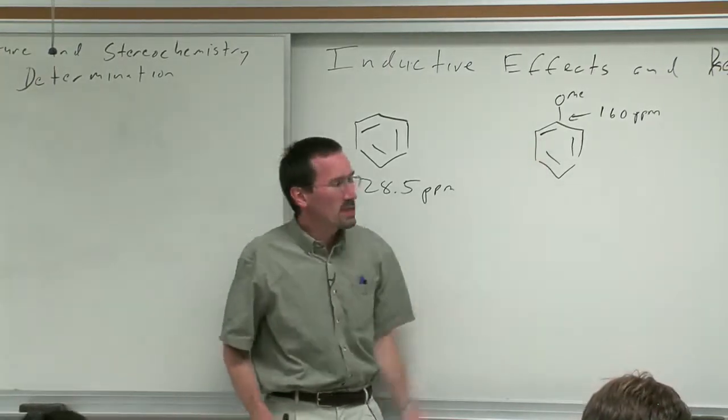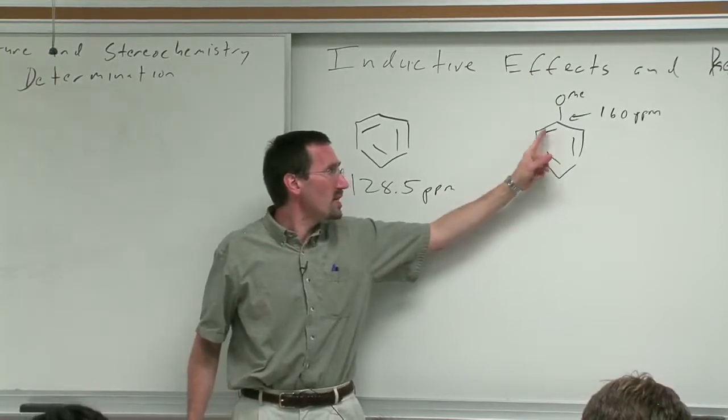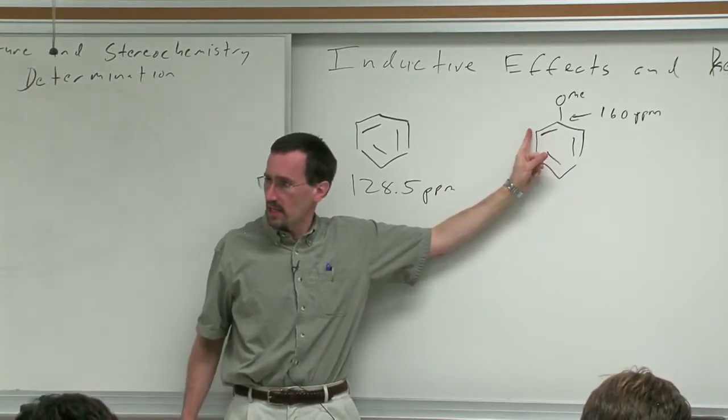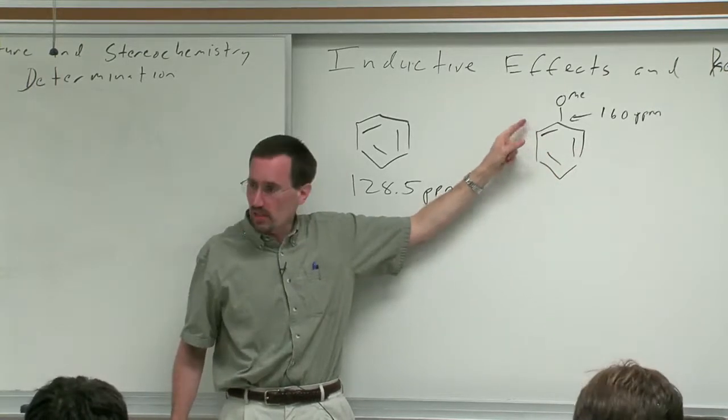What's interesting then is that the ortho carbons end up having, by resonance, extra electron density at them. In other words, for the two ortho carbons, you can push your arrows, and you see they're electron rich.